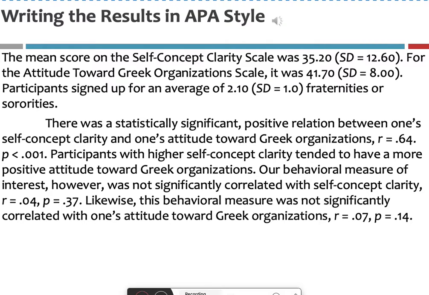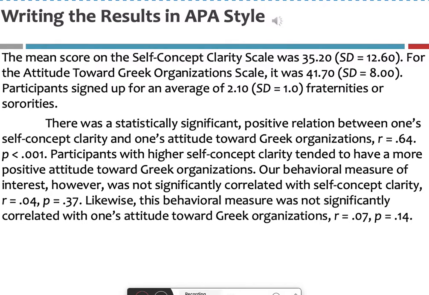And then likewise, the behavioral measure was not significantly correlated with one's attitude toward Greek organization. So again, this correlation is really tiny, but so tiny that it's not significant. So their p-value was 0.14, which is greater than 0.05. So that was not a statistically significant effect.